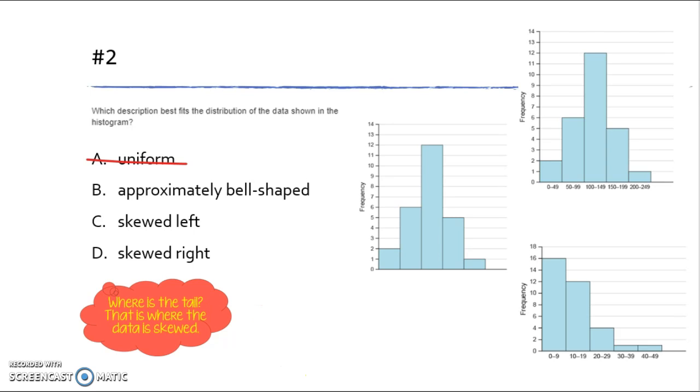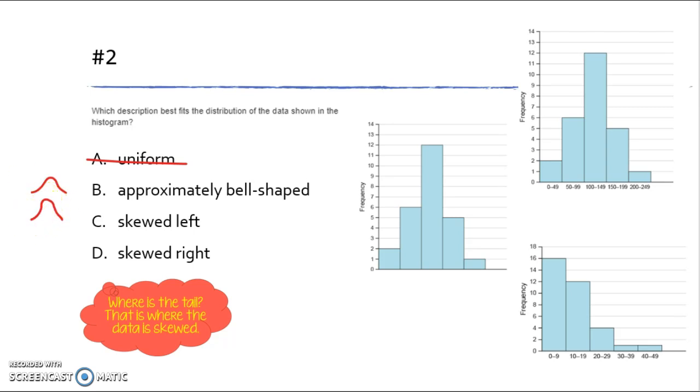You're going to be choosing between bell-shaped, which means your data takes a picture that kind of looks like this. It peaks in the middle. A skewed left data means you have a tail on the left side of your data. So it would kind of look like, let me see if I can draw it. It would look a little like this.